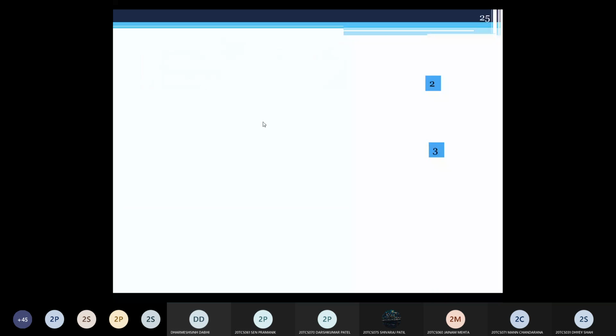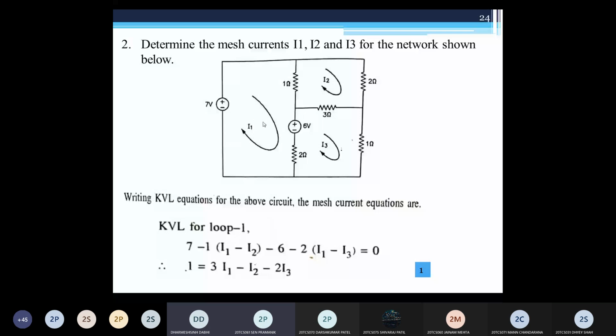Doubt. 3 ohm resistance. Yes, this is common between. So 3 ohm resistance, how much current is flowing? So loop 2 current is also flowing and loop 3 current is also flowing. But you can see that the current I2 is flowing from the right hand side to the left hand side, whereas current I3 is flowing from the left hand side to the right hand side. So there is a subtraction of two currents.